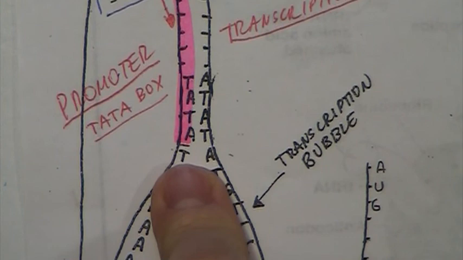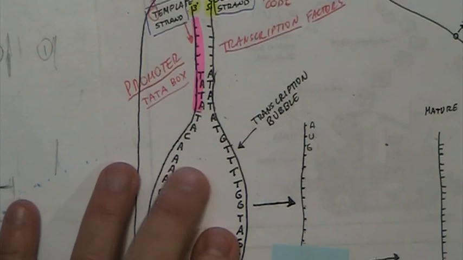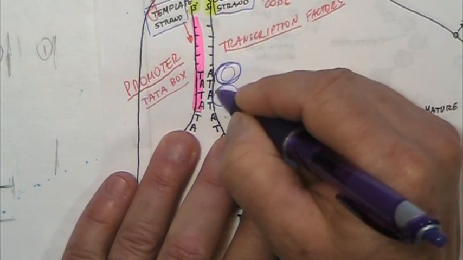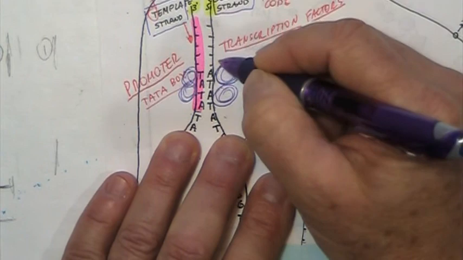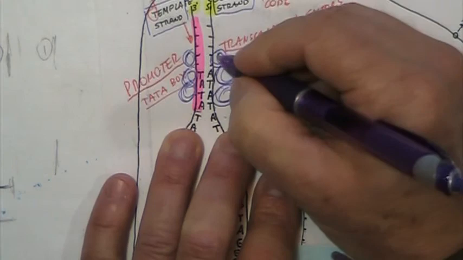So now we are ready. What's gonna happen if I want to transcribe this gene that is right here? Number one, transcription factors, that I'm gonna make like big blobs here, are gonna attach to the promoter region. Remember that transcription factors are proteins.